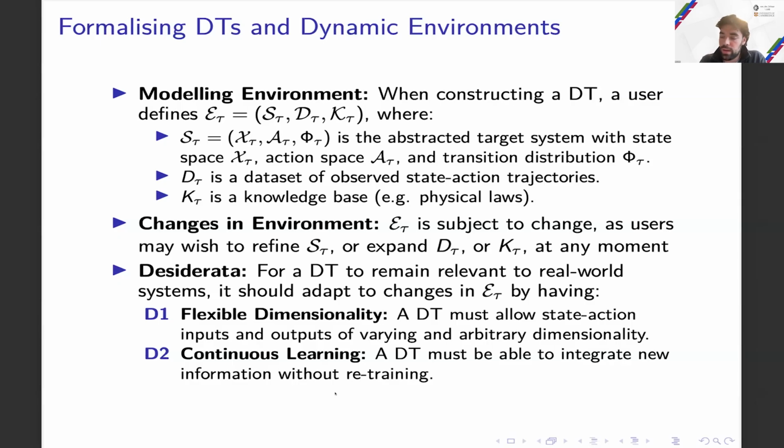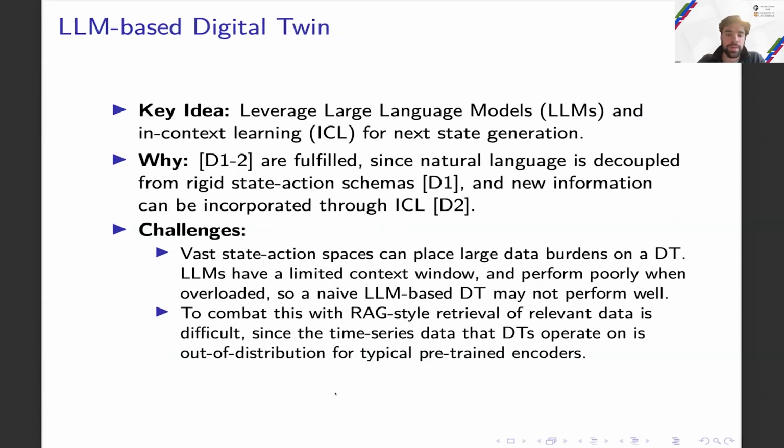And we identify two capabilities that a digital twin should be able to satisfy if it can easily adapt to changes in modeling environment. And this is, it should be able to incorporate inputs and outputs of flexible dimensionality, and be able to display continuous learning capabilities. So these two capabilities naturally drove us to pursuing an LLM-based digital twin, because we see that an LLM can fulfill these desiderata. And why is this true?